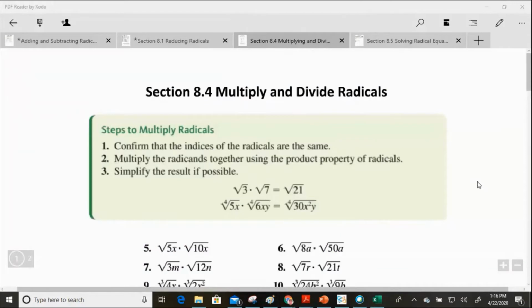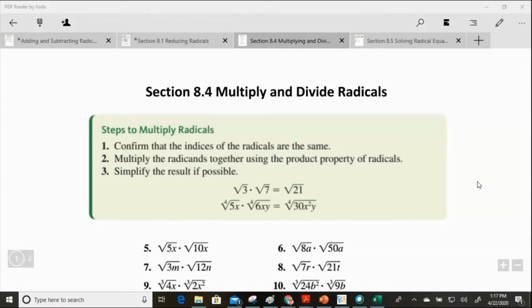Okay, so next we're going to learn how to multiply and divide them. And here's your steps. This time it doesn't even matter if the inside matches. That's what's great about these. You just multiply. The only thing that you have to make sure of is that your index matches. So you can't multiply a square root and a cube root together. So as long as they match, you just multiply.